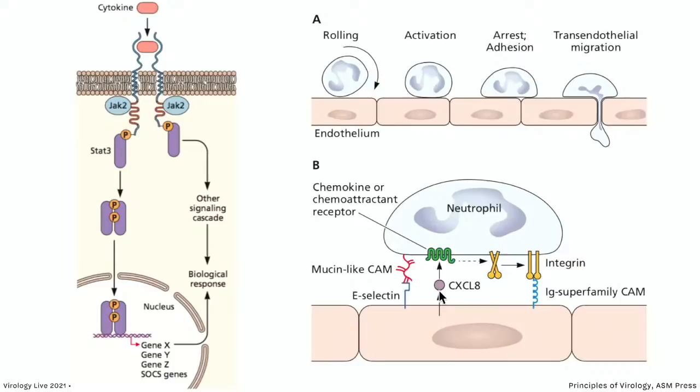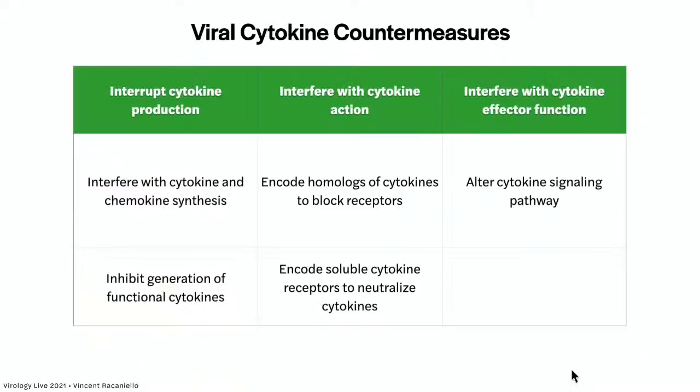You have, for example, production of chemokines in the endothelium. The chemokines bind to receptors on, in this case, a neutrophil that's moving through the blood. This induces the synthesis of an integrin, which will then bind to a receptor on the red blood cell, and that gets the neutrophil to attach and eventually move through. So this is one example of what a chemokine will do to cause inflammation, but more importantly, to attempt to resolve the infection.